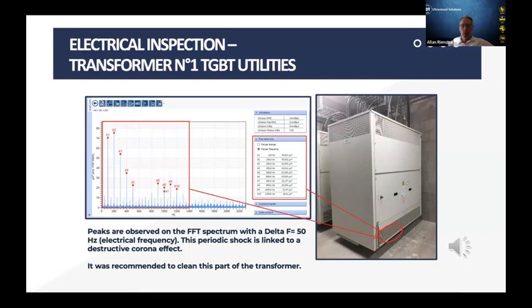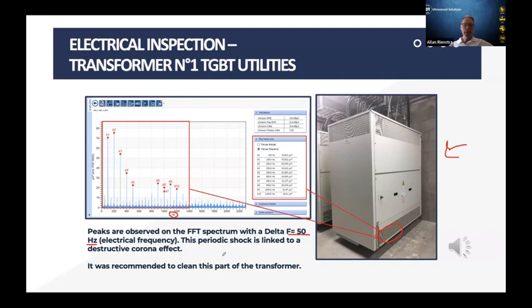So I just want to show you, I got a picture here of a transformer. On the left, you'll see this is a screenshot from my software, and this is a frequency reading. So what we've done is we've captured data from this transformer, and we're looking at it in the FFT spectrum, and we put a delta cursor of 50 hertz on here, and so we can see that each one of these repetition frequencies is equal to 50 hertz.